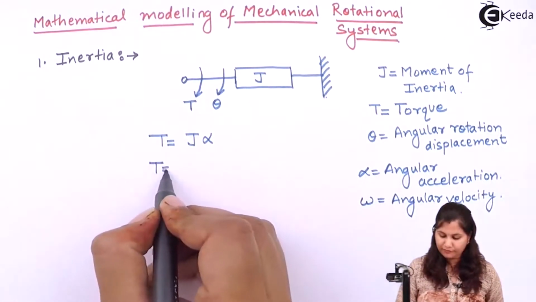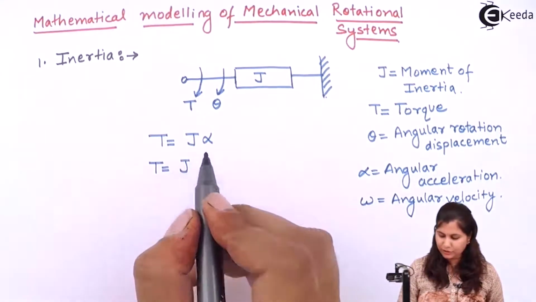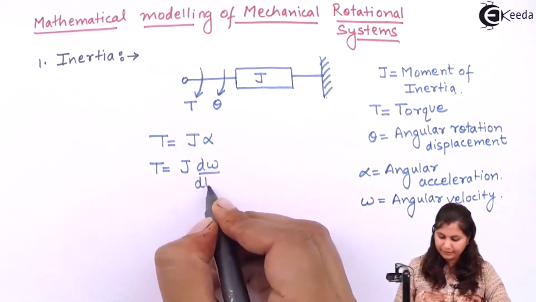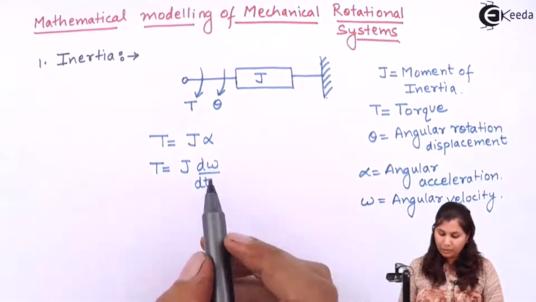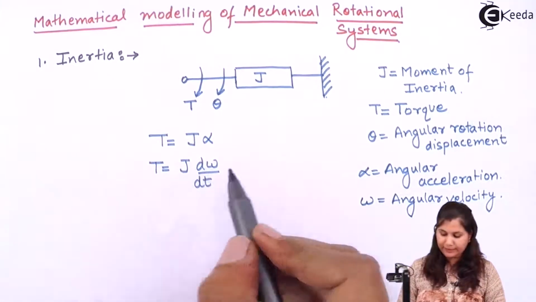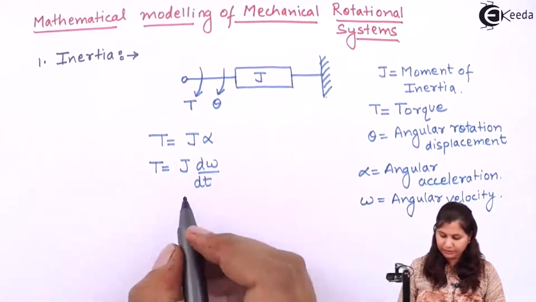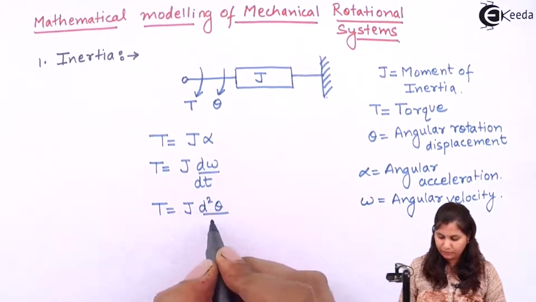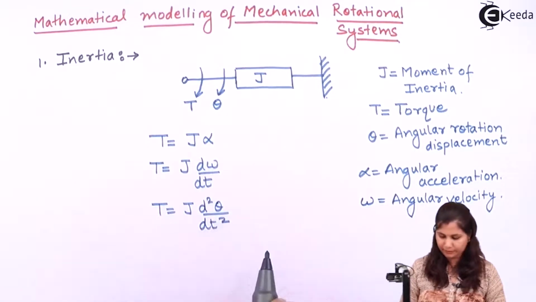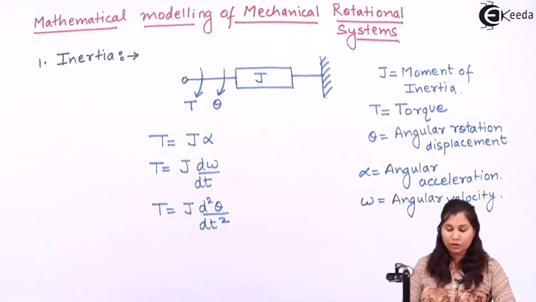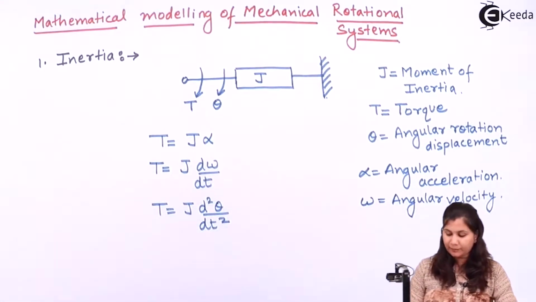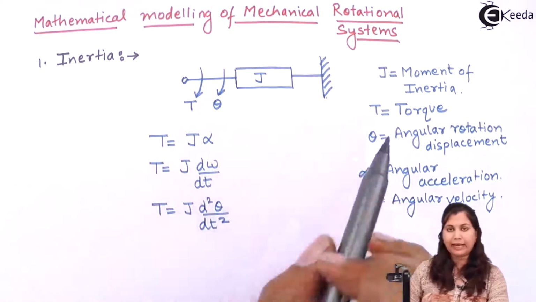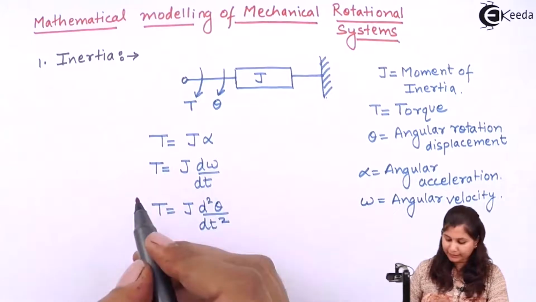So if we put the value of this acceleration in terms of the velocity, it will be d omega by dt. Now this angular velocity can be represented in the form of angular rotation or the displacement. So it will be equal to J d2 theta by dt square. So in this way we can represent the element inertia in a mechanical rotational system. It is the mathematical representation.